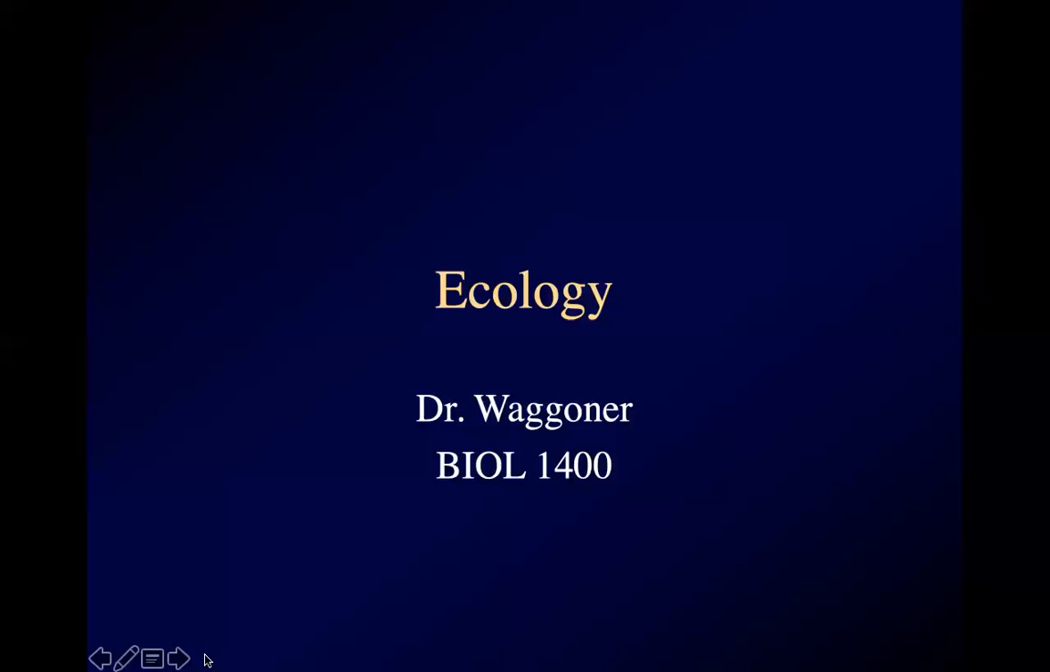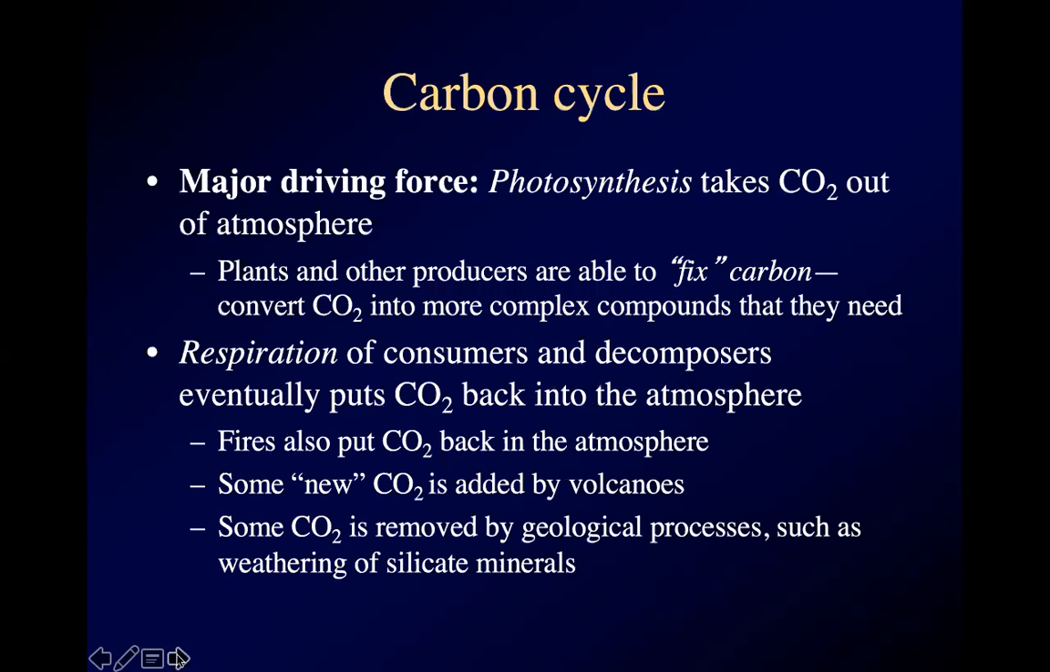All right, to finish up talking about ecology, I still want to talk a bit more about global processes in the ecosystems of the world. We've already talked about the carbon cycle, where carbon atoms keep moving through an ecosystem. The main driving force is, first of all, that photosynthesis sucks CO2, carbon dioxide gas, out of the atmosphere, and plants can use that to convert carbon dioxide into sugars and more complex compounds that they need. We call this fixing carbon.